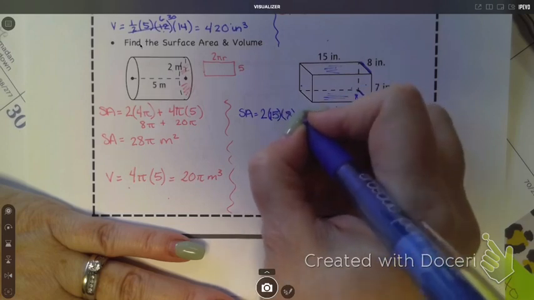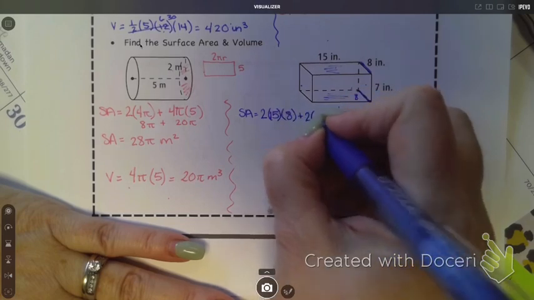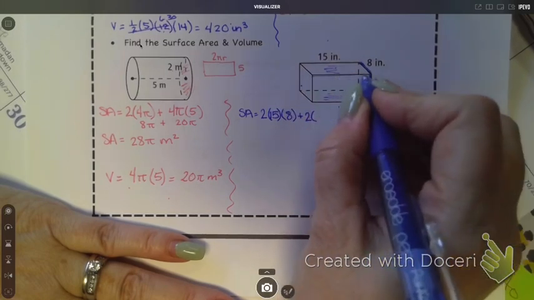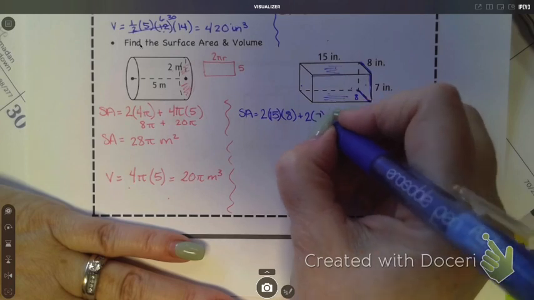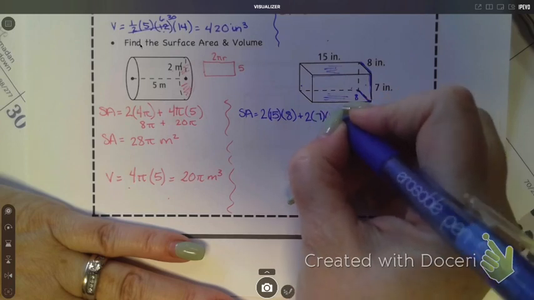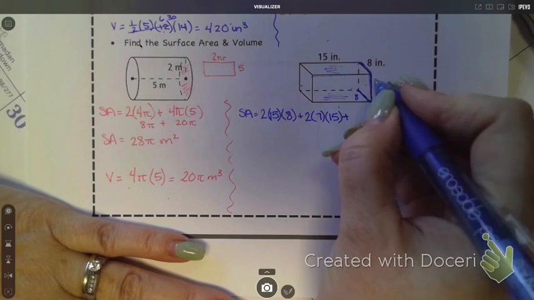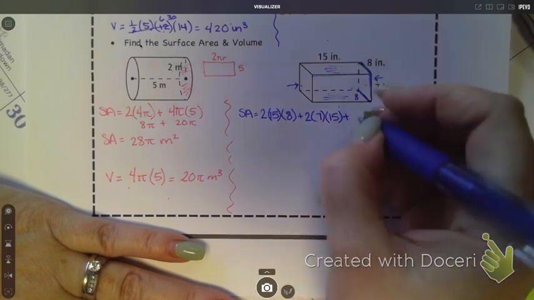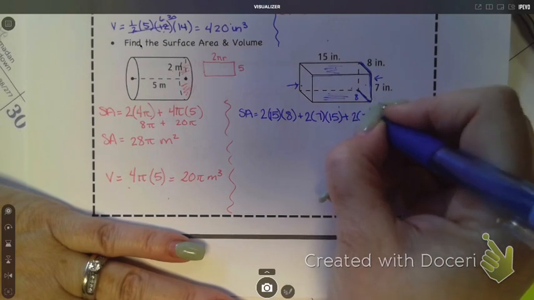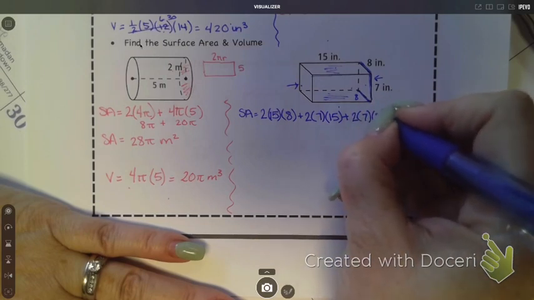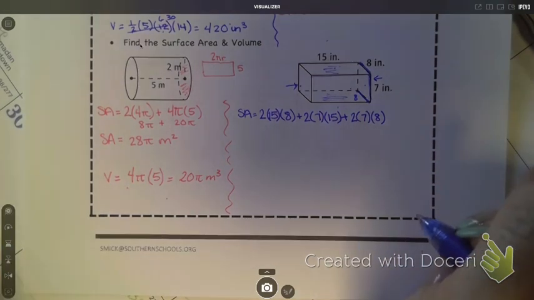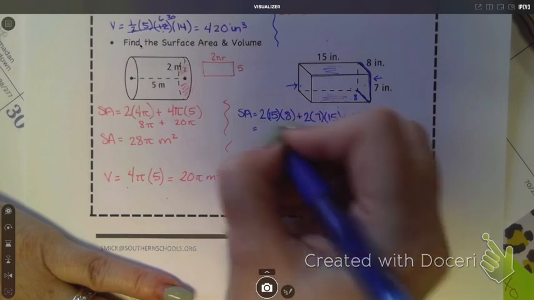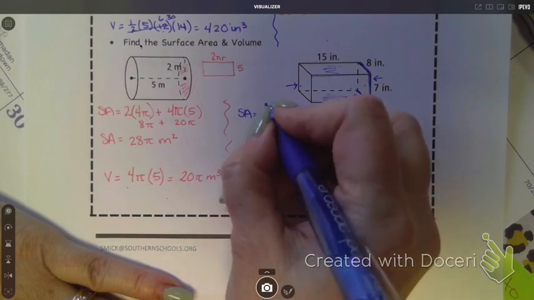Okay, so let's go with the front and back now. The front is what? 7 by 15. Plus, and we got 2 ends. Now what are the ends? 7 by 8. So 2 times 7 times 8. I think I want to do 30 times 8. How about you? So 30 times 8 would be 240.